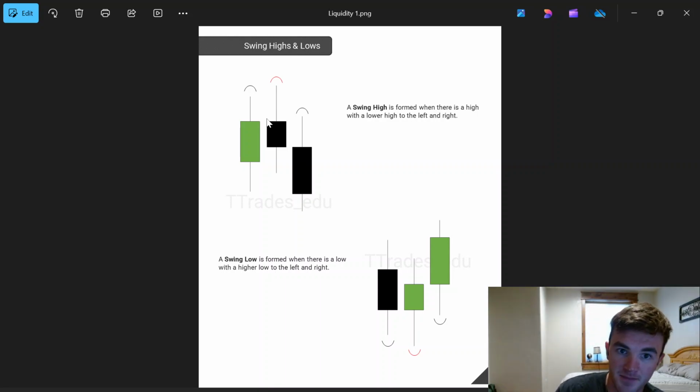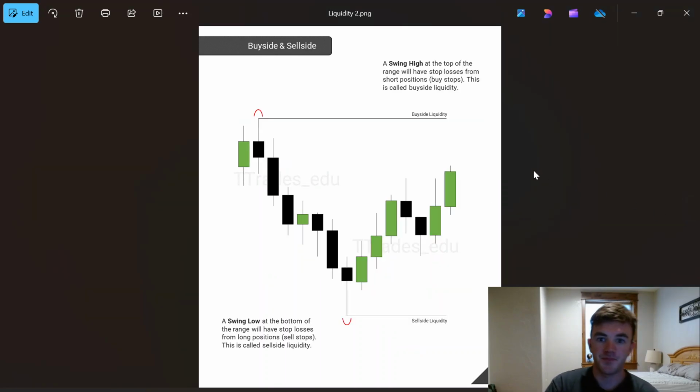So a swing high is when there's a set of three highs where there is a lower high to the left and to the right. A swing low is a set of three lows where there is a higher low to the left and to the right.